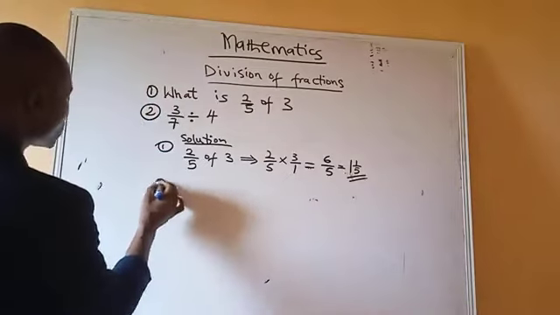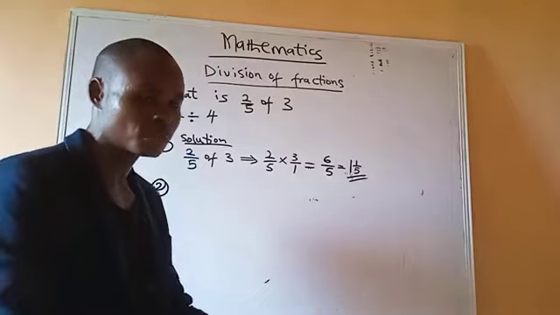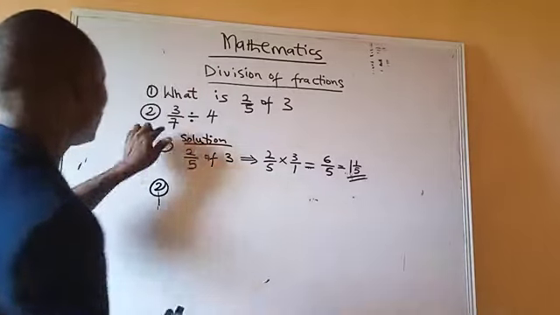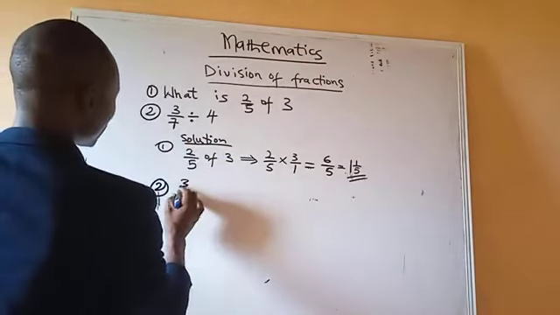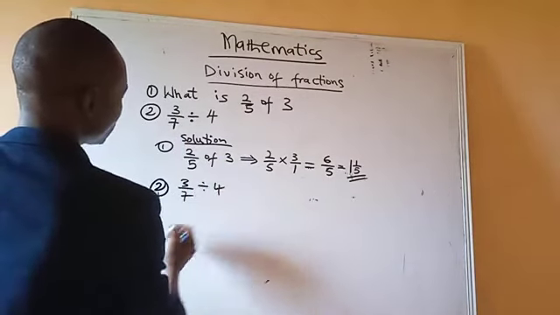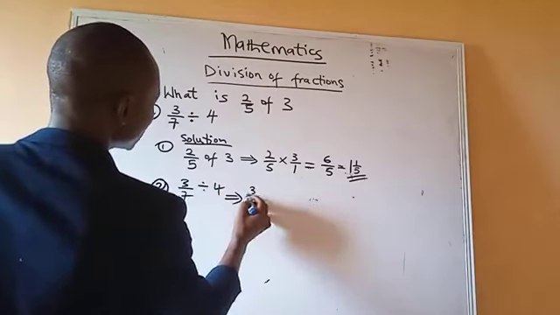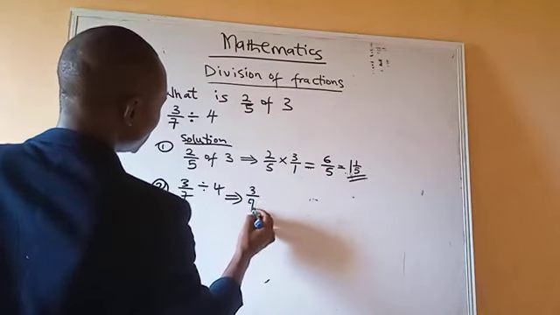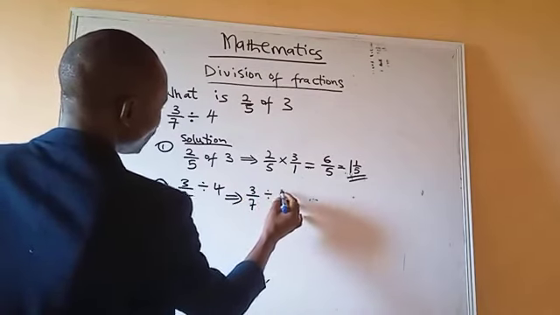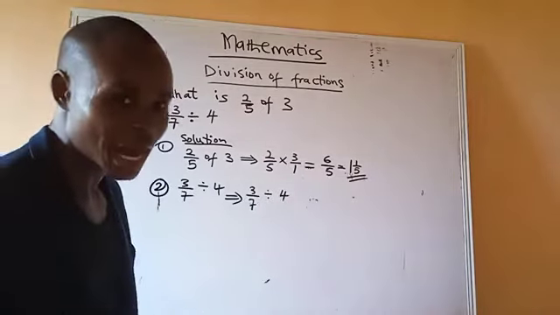Then when we look at question number 2, I just want to use this to round up multiplication and division of fractions. So we have 3/7 divided by 4. I also told us that when you have 3/7 divided by 4, any number that stands alone is over 1.